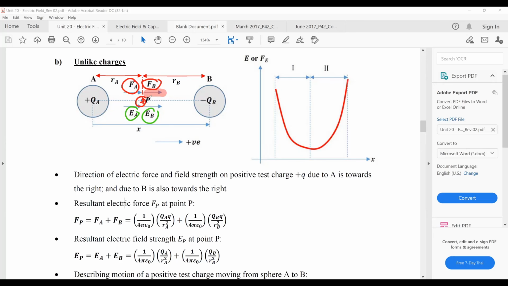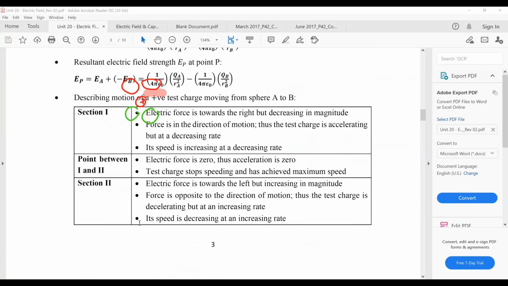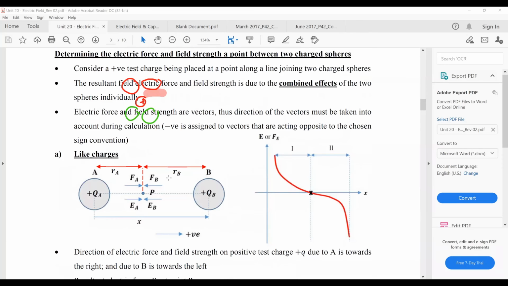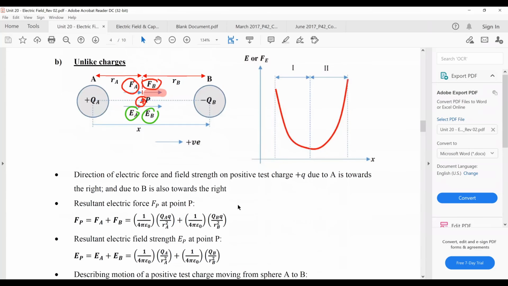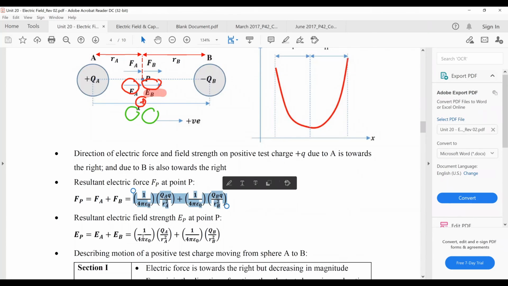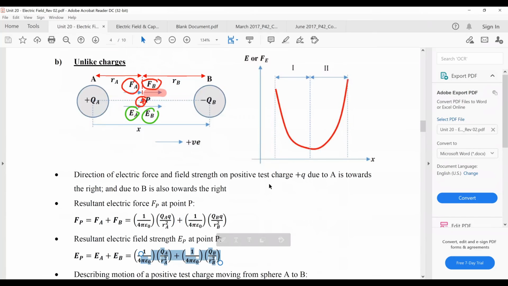If you want to talk about the electric force at a particular point, it'll just be FA plus FB. If you want to talk about the electric field strength at a particular point, it will be EA plus EB. So here there is no negative, different from the case before this, where you notice that they were in opposite directions, so you actually had to give it a negative. So in your case, you don't need to, just plus. And then you can expand it further to give you these equations here, just like the previous case.